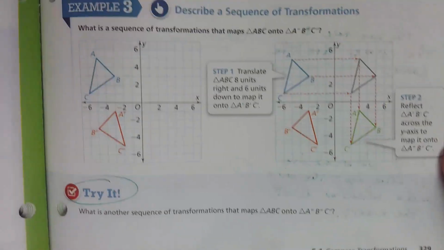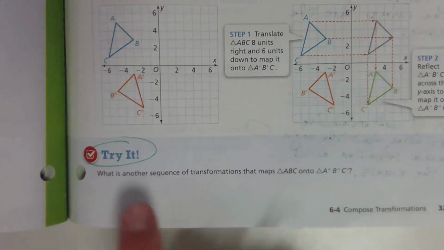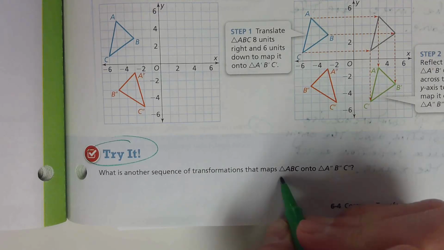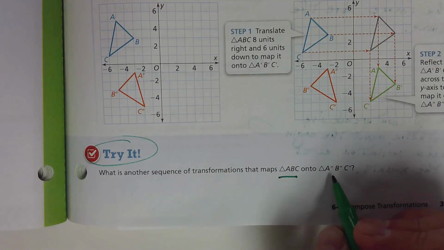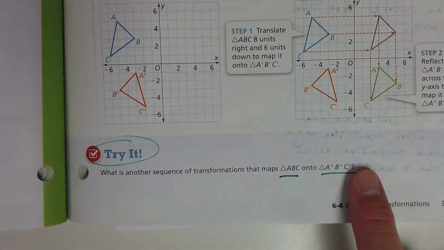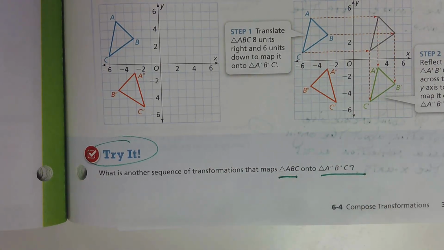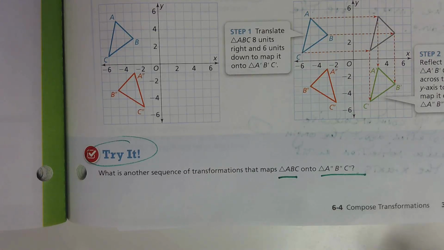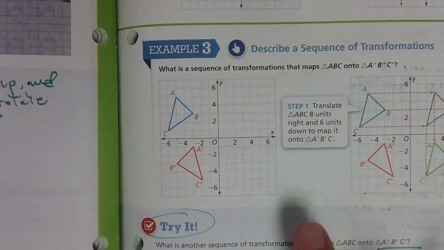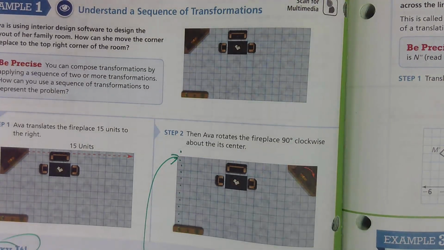And then the try it at the bottom, it says, what's another sequence of transformations that maps triangle ABC to A''B''C''? So in this one, I'm looking for another sequence of transformations. It may include a reflection, it may include a rotation, it may include just sliding it. I'll let you guys, and there's more than one answer to that. Try it on the bottom of page 329.